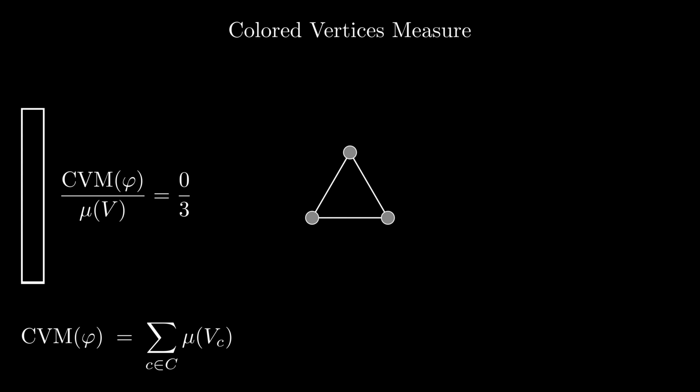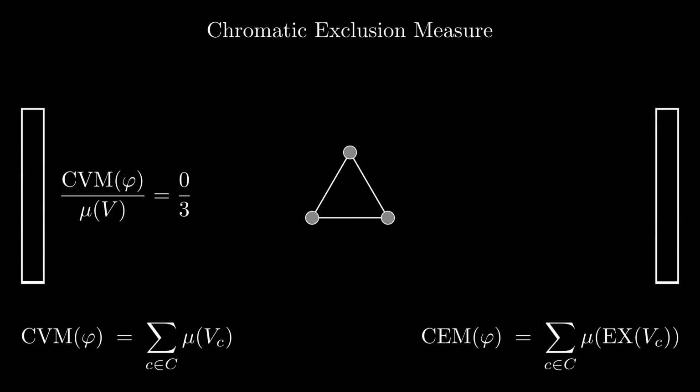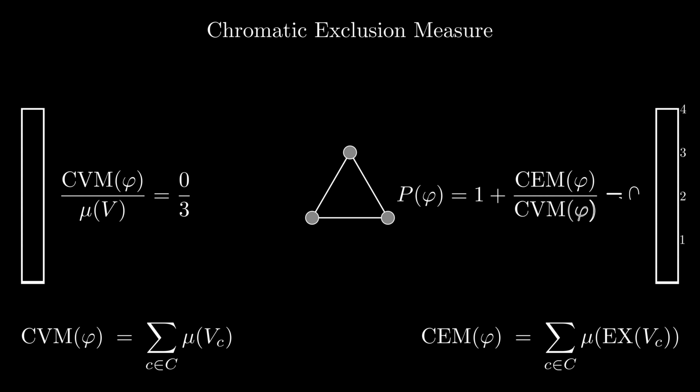We are going to need 2 special measures. First, the colored vertices measure. This one is very simple really. How many vertices did we color? Let's color the 3 vertices and watch our progress. So far, so good. Now, the chromatic exclusion pressure is a bit more complicated. When we color one vertex in K3, we exclude 2 vertices from having that color.